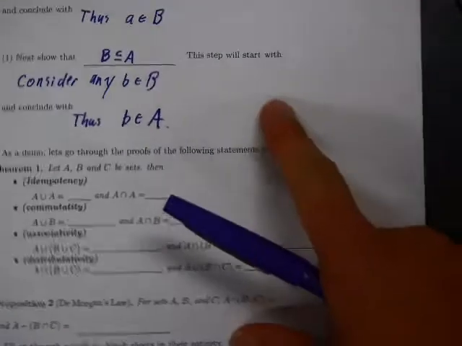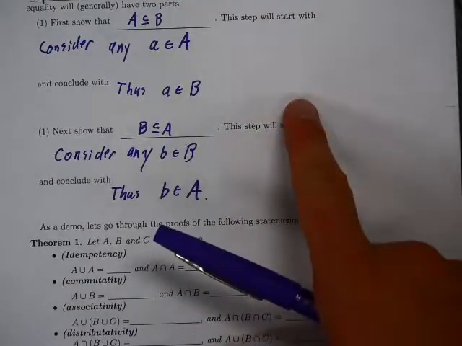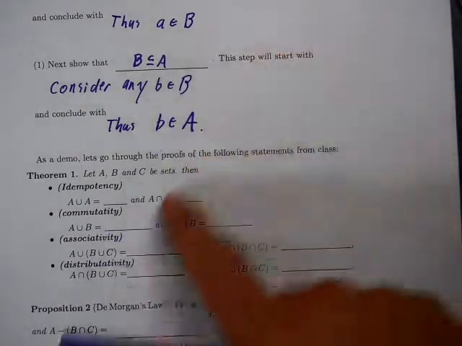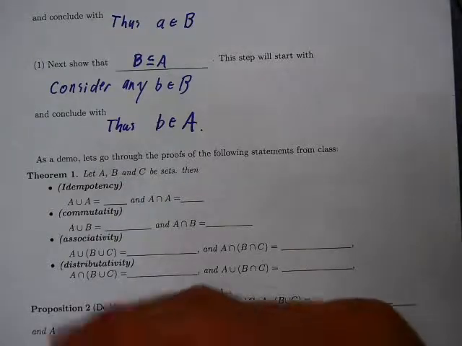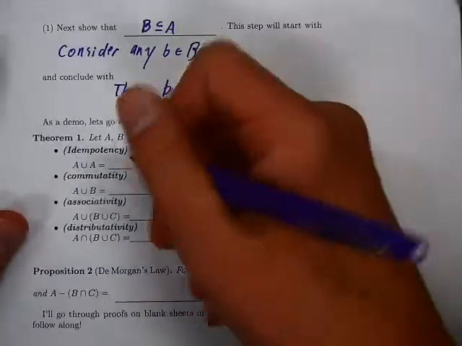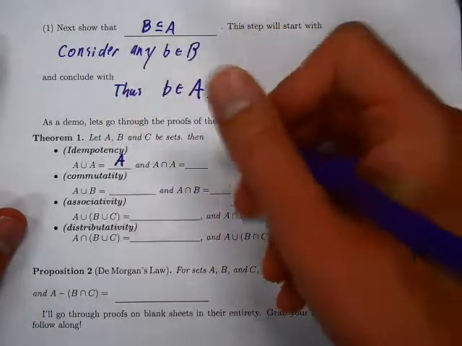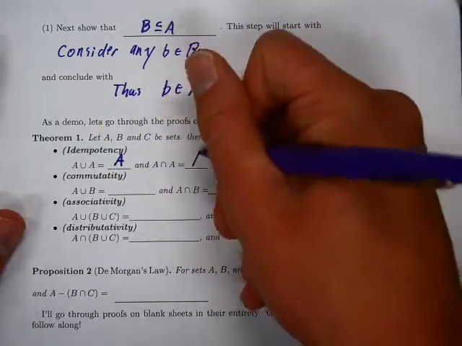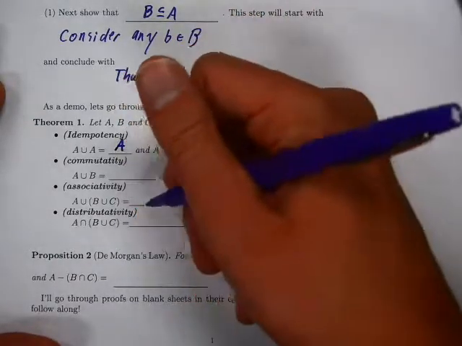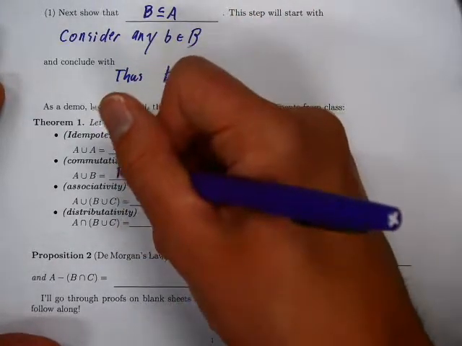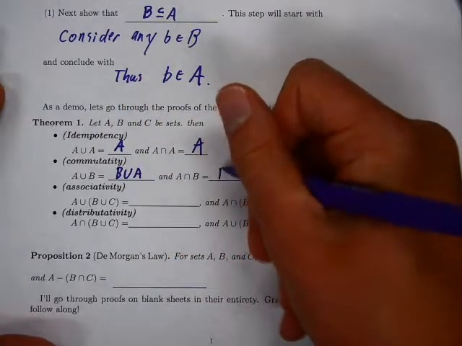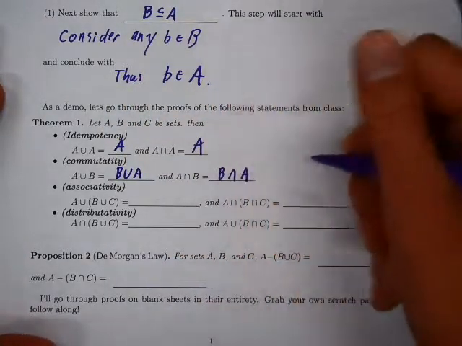And just as a demo of these ideas of proving set equality statements, let's prove some really basic ones. So let's let A and B and C be sets. Here are just some basic set theoretic laws. The union of a set with itself is that same set. The intersection of a set with itself is that same set. A union B, commutativity, is the same thing as B union A. A intersect B is the same thing as B intersect A.